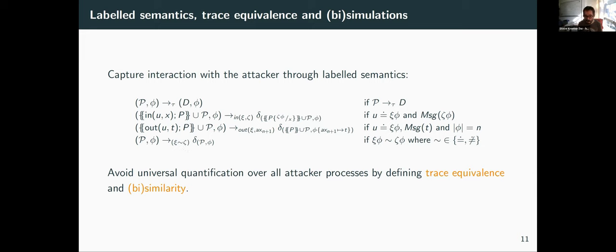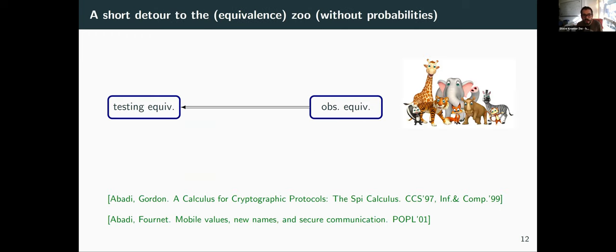I won't go too much into the details, but I just wanted to step back a little and give you a reminder of all these equivalences that exist, what I call the equivalence zoo. And I'm looking at it without probabilities, what the picture was like before.